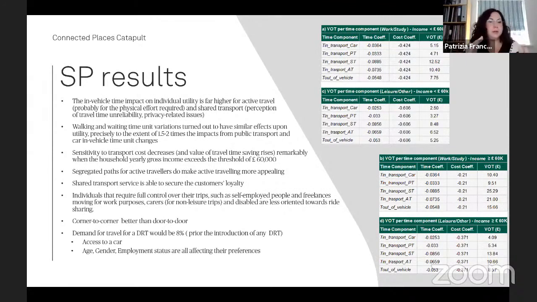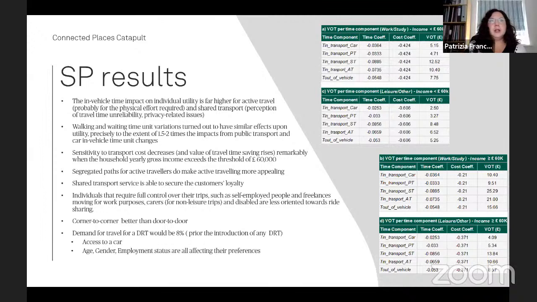Then we got a difference between the two genders. Men prefer active travel over shared mobility. Females prefer shared mobility more than that. The younger generation are more keen to try that, while the older generation perceive shared mobility as an extension of public transport. And we also looked at segregated paths for active travel, which is something that allows active travel to go far beyond what you can have. Between the corner-to-corner service and the door-to-door service, because people perceive all these uncertainties around the times spent within the shared mobility services, they actually prefer to walk and have a corner-to-corner service, with more certainty around the travel times in the shared mobility.